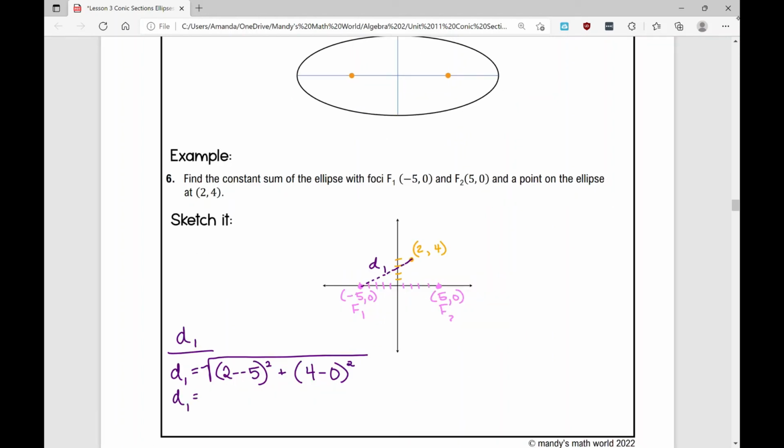So d sub 1 equals the square root of, and 2 minus negative 5 is the same thing as 2 plus 5, which is 7. 7 squared is 49. Plus 4 minus 0 is 4, and 4 squared is 16. So now we have 49 plus 16, which is 65. So I get the square root of 65 as the distance from the focus on the left to that point on the ellipse.